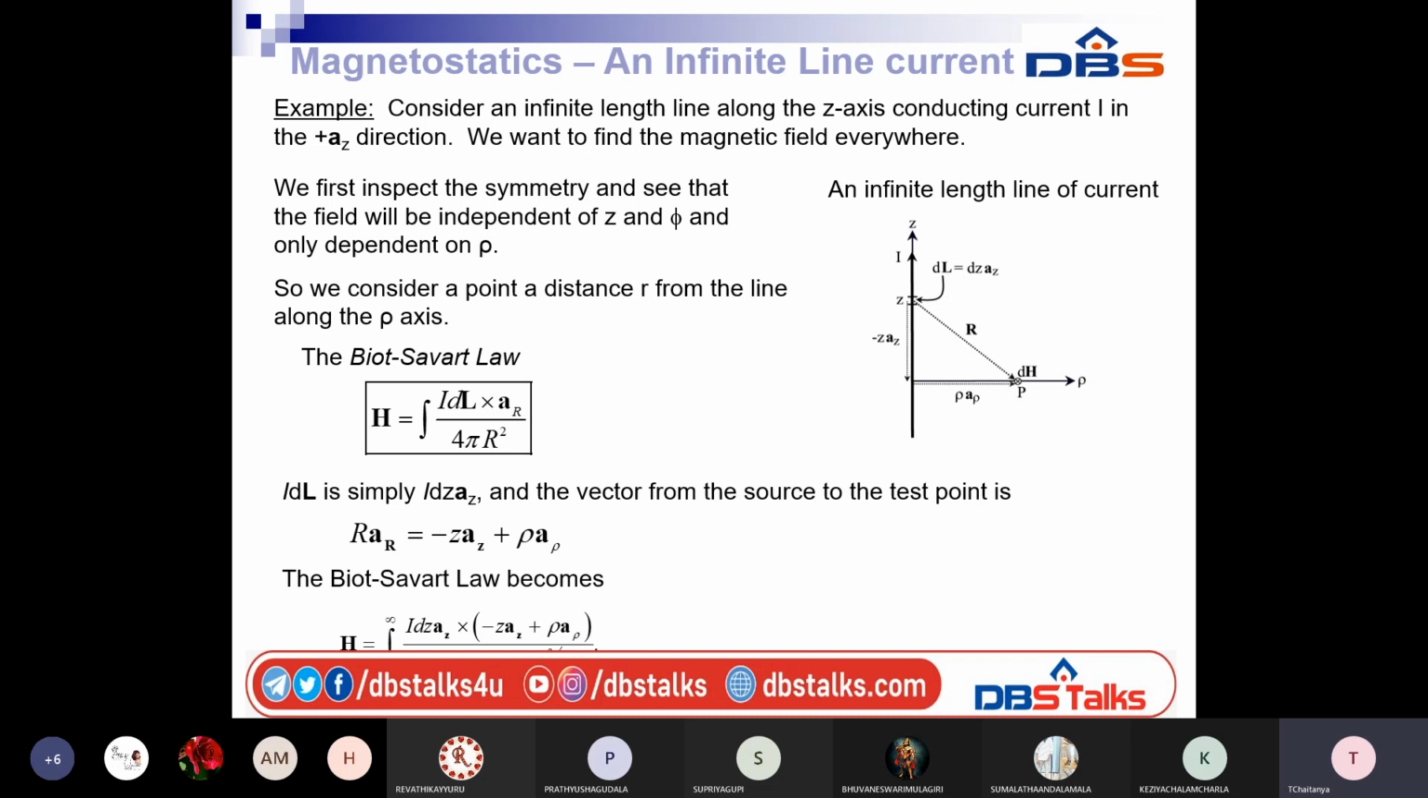For calculating that, let us assume the z-axis is here. This is the current carrying conductor, and the conductor carries current I. The differential length is dl equal to dz az. Rho is the distance between the point P and the current line. The distance vector is minus z into az plus rho into a rho.